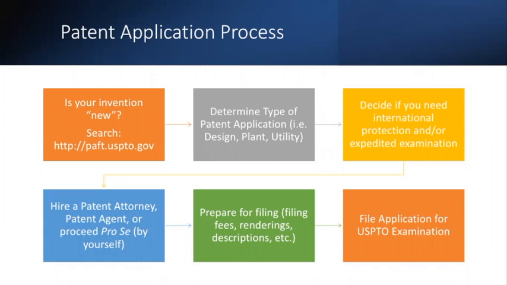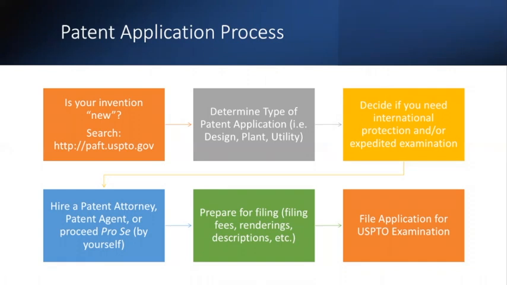Second, you need to determine the type of patent application you'll be filing. Third, you need to decide if you need international protection or expedited examination. Fourth, you need to decide whether you'll seek assistance from a patent attorney or a patent agent, or proceed without counsel, which is called pro se. Here, we cannot recommend strongly enough that you seek the assistance of a patent attorney or agent because of the complexity of the process and the implications a single mistake can have on patentability.